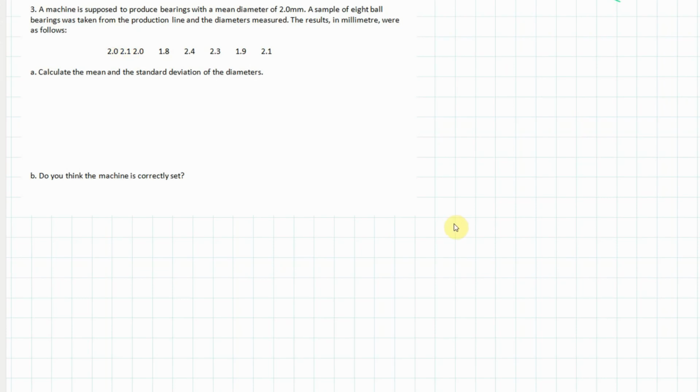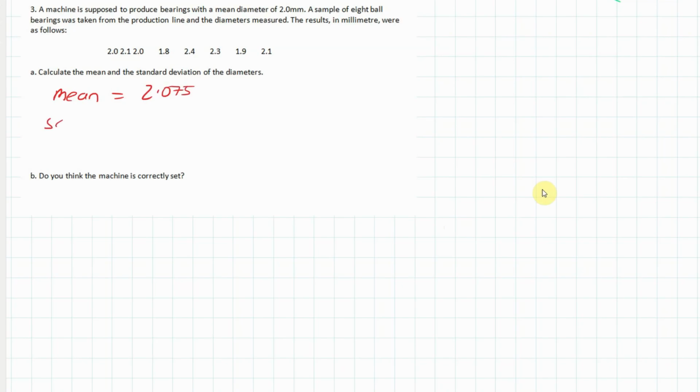So the mean, I'm just going to chuck those values into my calculator and divide by 1, 2, 3, 4, 5, 6, 7, 8. There's 8 ball bearings here. So 2 plus 2.1 plus 2 plus 1.8 plus 2.4 plus 2.3 plus 1.9 plus 2.1. If I divide that by, what did I say? Was it 8? I get 2.075 as my mean.